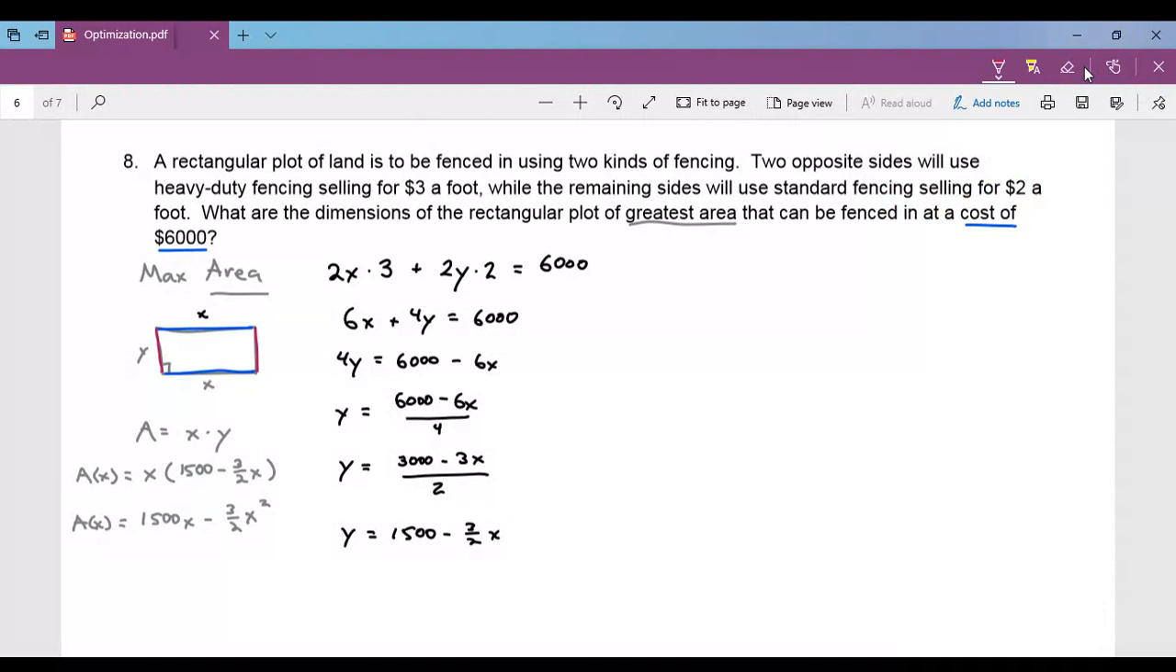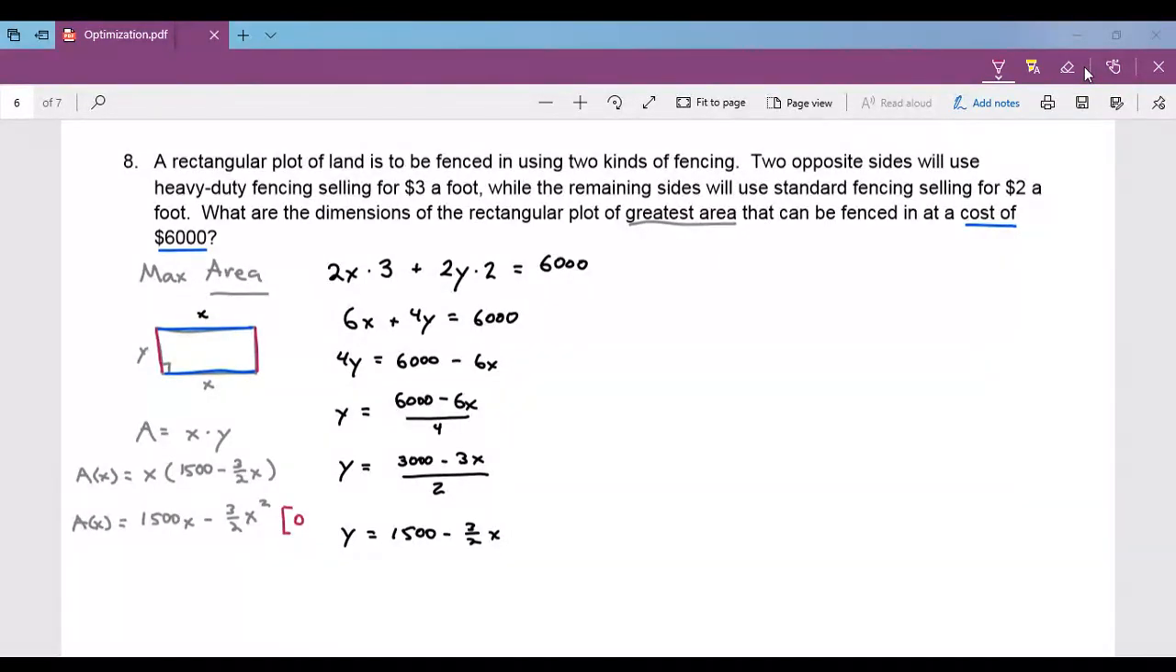So what does X represent? X represents a side here, right? So what could X possibly be? Well, it's not going to be negative, right? I'm not going to have negative fence, but could it be 0? And this is a little weird, but yeah, it could be 0, right? 0 doesn't create division by 0 here.